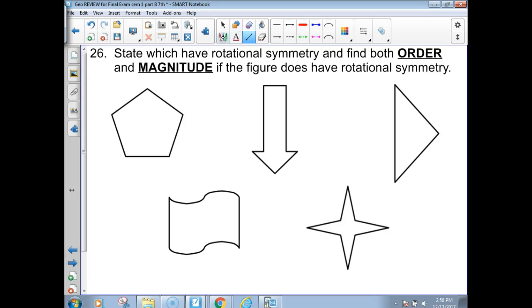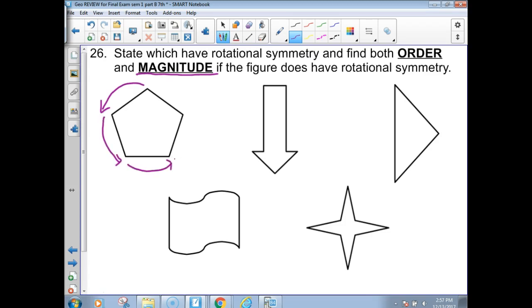Now it's got all those pictures all over again. Deja vu. It says state which of these has rotational symmetry and find both the order and the magnitude. I have had quite a few people today asking me what this meant. That's the angle at which it rotates, the smallest angle at which it rotates onto itself. So the magnitude would be how many degrees that is to get from there to there, which is the same as that one, which is the same as that one. So every so many degrees, it maps onto itself because this thing does have rotational symmetry.